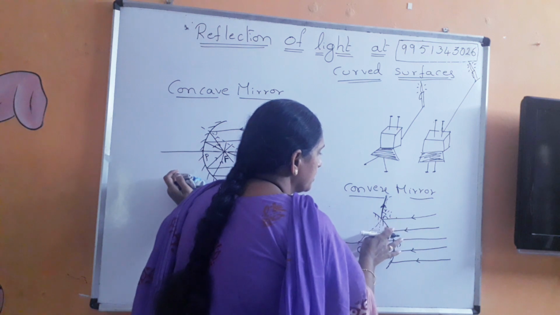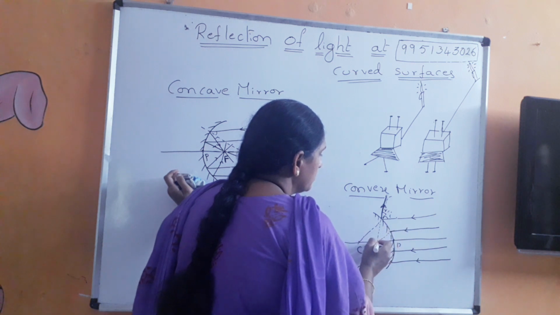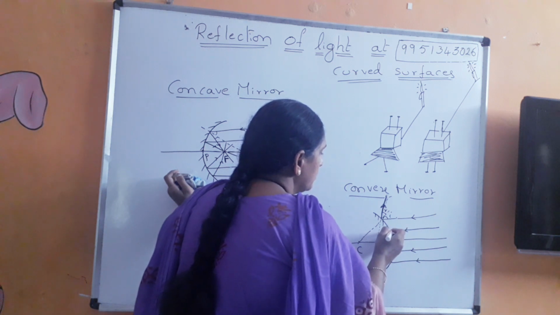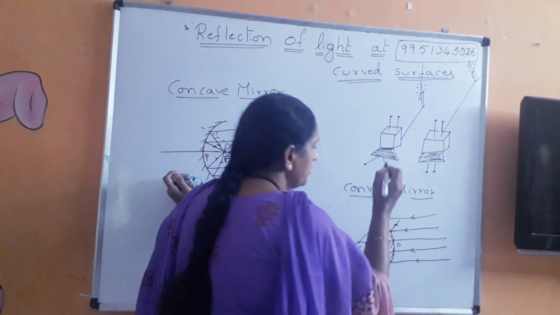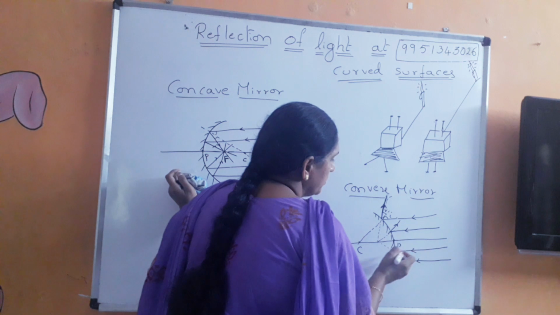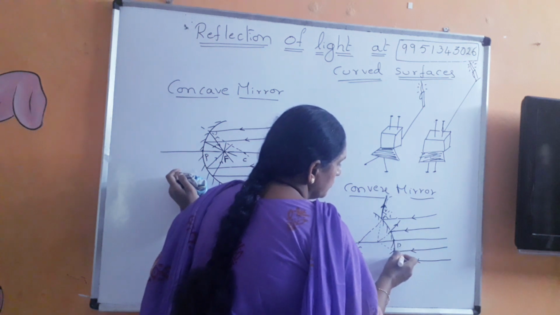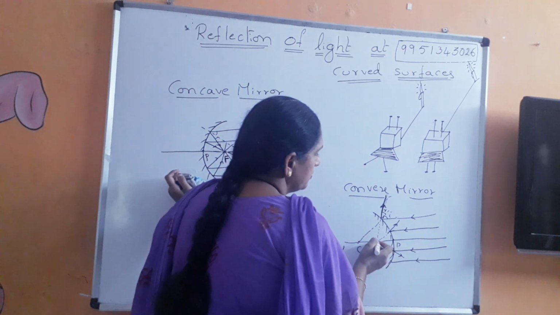Let me change the direction properly here. So this is incident here. So this is how my reflected ray should be. And they seem as though that they are coming from here. So I am taking the help of this dotted line to plot the reflection direction.